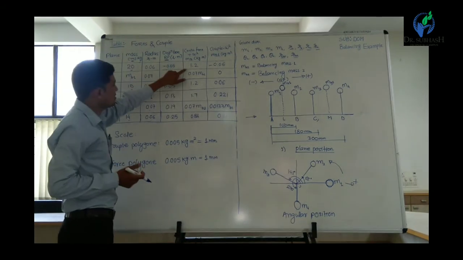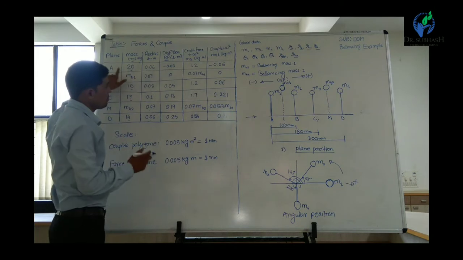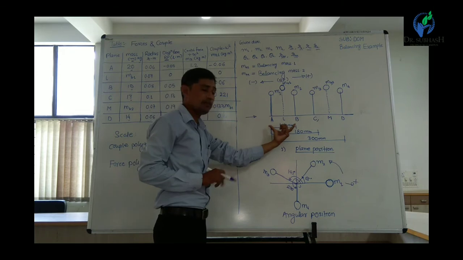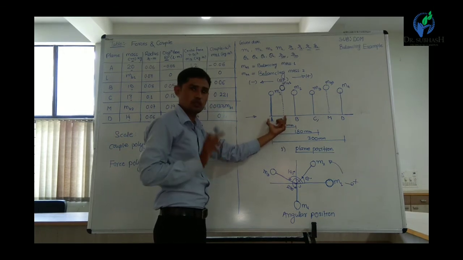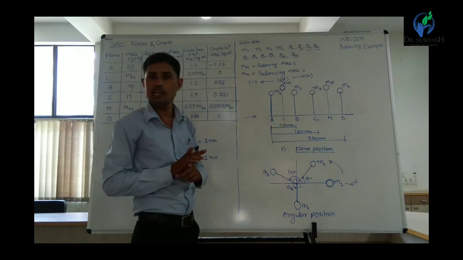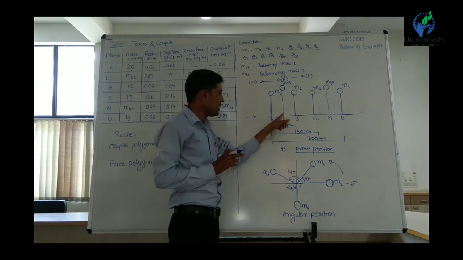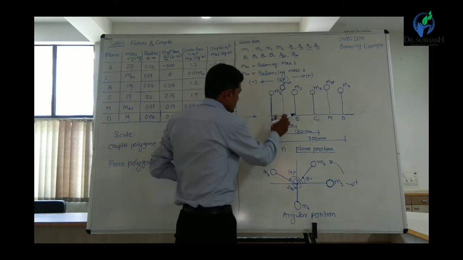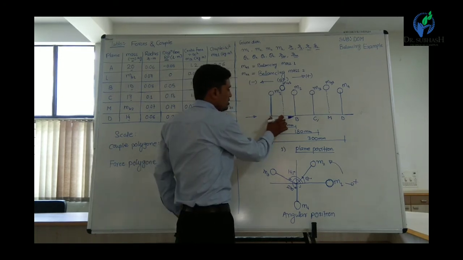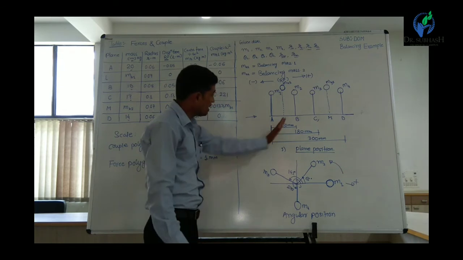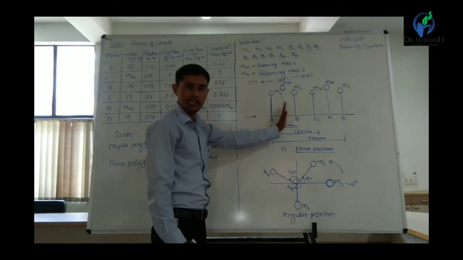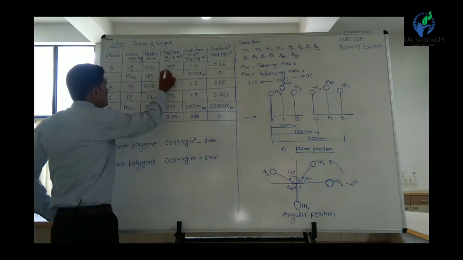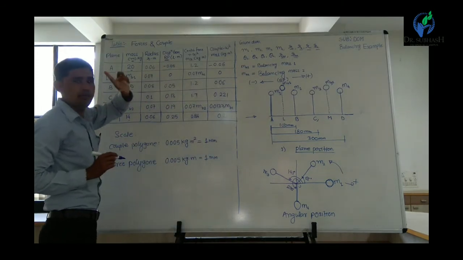First, the first plane is the A plane. We know that AB is 100 mm, and the L plane is midway between the A and B planes. So the L plane is at 50 mm from the A plane. This distance is 50 mm, that means 0.05 meters. But the A plane is located towards the left direction from the L plane, so we have to consider here minus 0.05 meters.